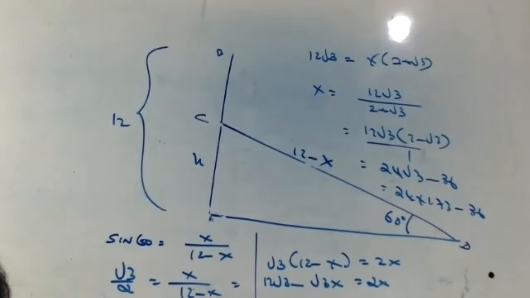So next question, another type, same type, okay? A tree is broken by the wind. It's another tree. A tree is broken by the wind. The top struck the ground at an angle of 30 degree.